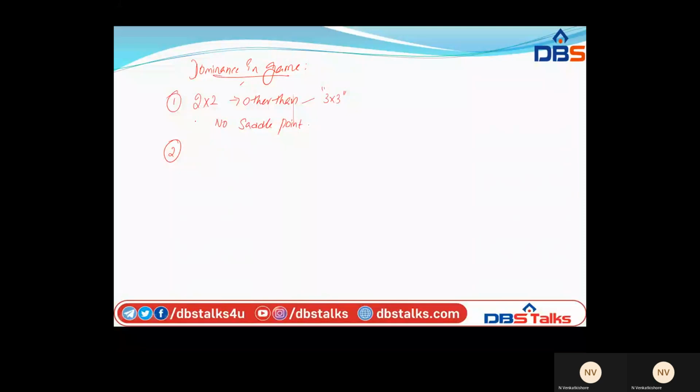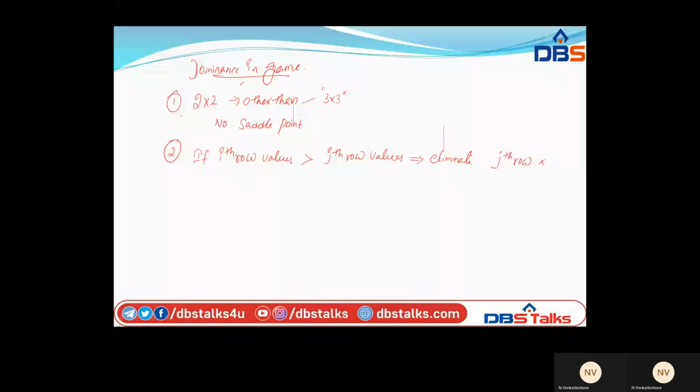What is the rule? If the ith row values are greater than the jth row values, eliminate the jth row. Try to remember this rule. Eliminate the jth row. Okay.